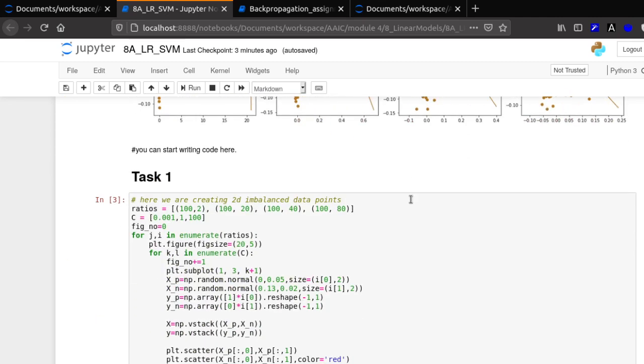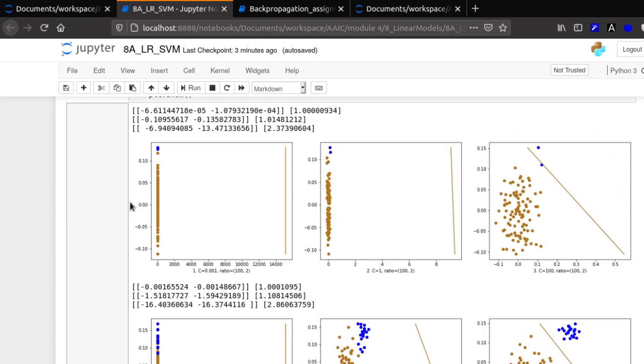This is the first figure, the first data set, where we have the ratio of 100:2. We will see the impact of different values of C on the hyperplane. This is our data set at 0 and this is our hyperplane at approximately 15,000. Here the value of C is 0.001, that is 10 to the power minus 3, and the ratio is 100:2. Our hyperplane is very far away from separating the data sets.